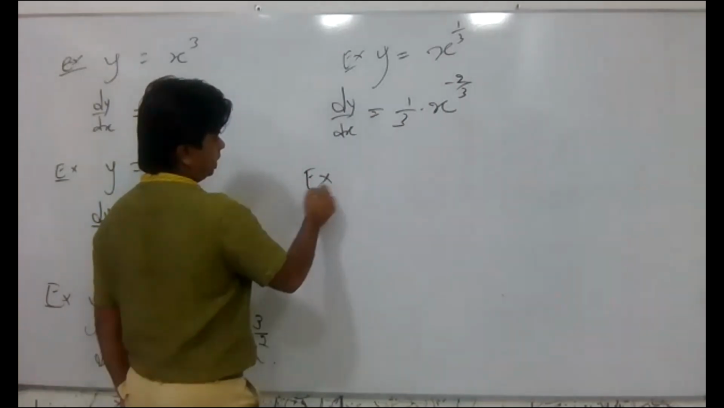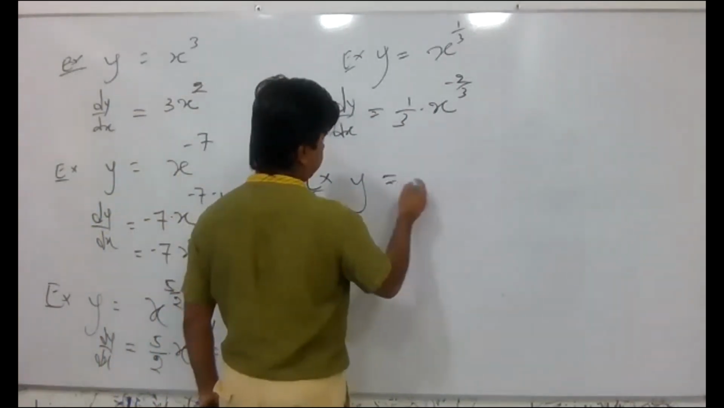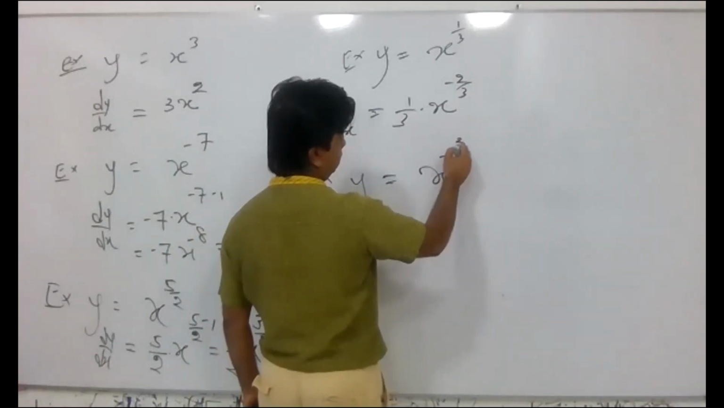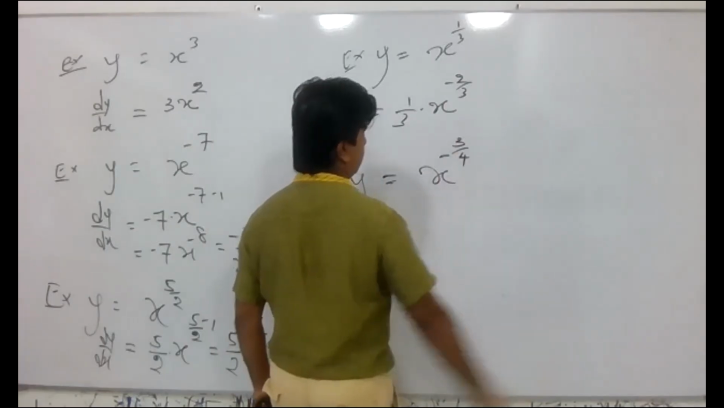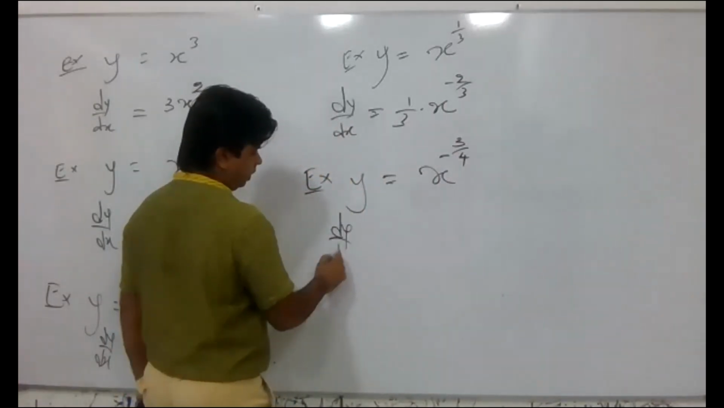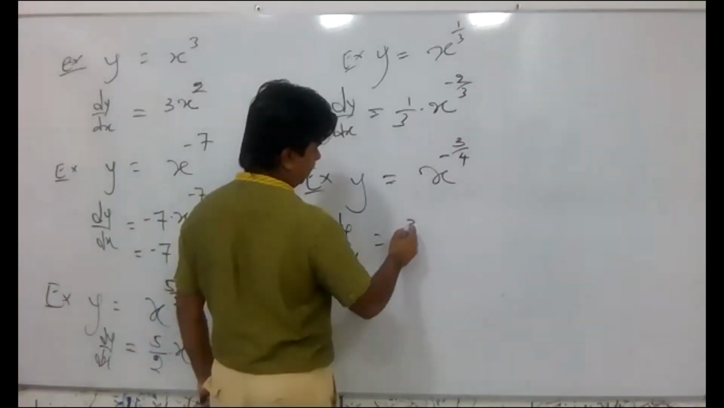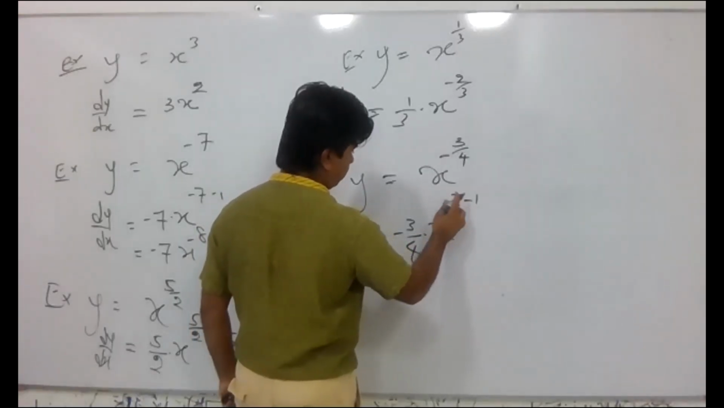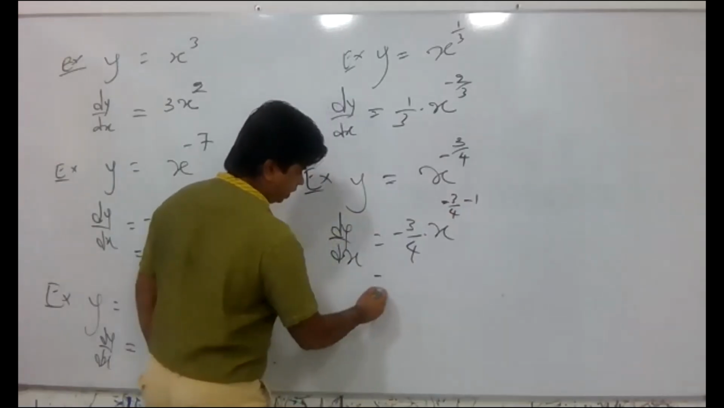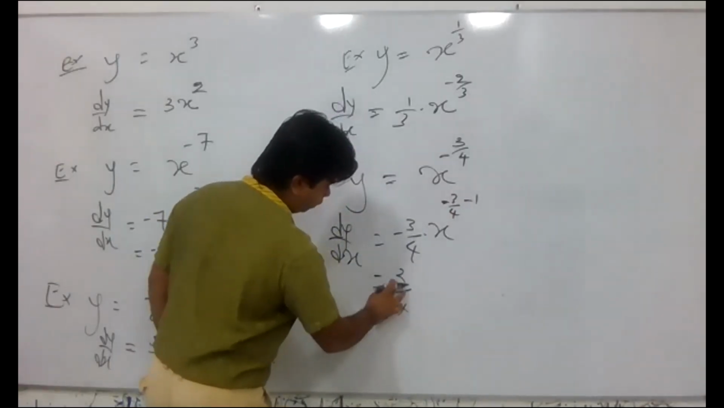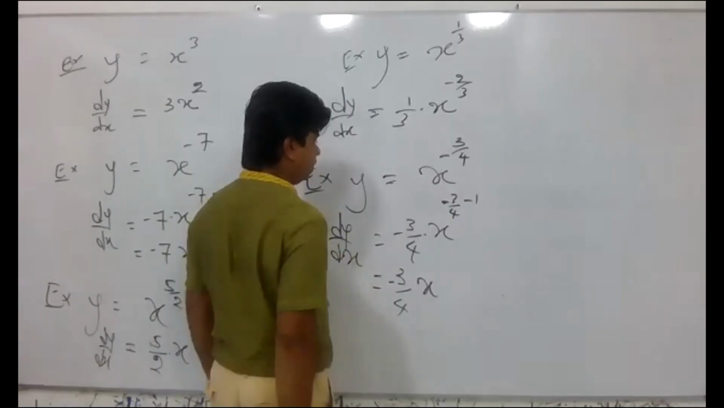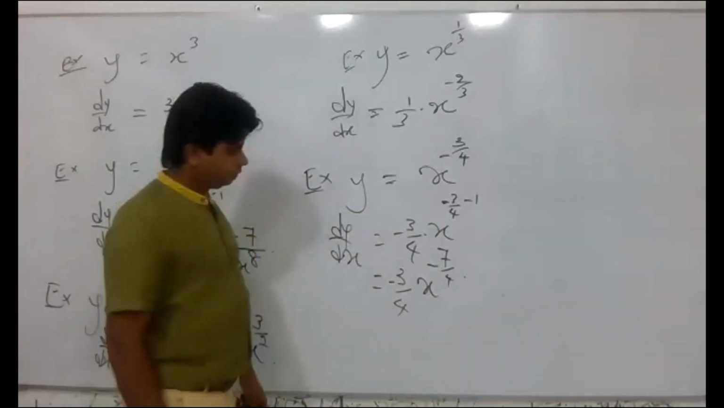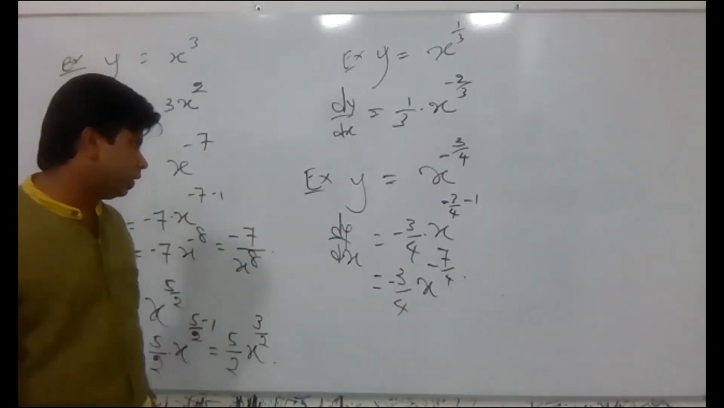Next example, if you have a function y equals x to the power minus 3 over 4, then how do we get the differentiated function? You know that minus 3 over 4, x to the power minus 3 over 4 minus 1. Then what is the answer? Minus 3 over 4, x to the power minus 7 over 4. That's how we do it.